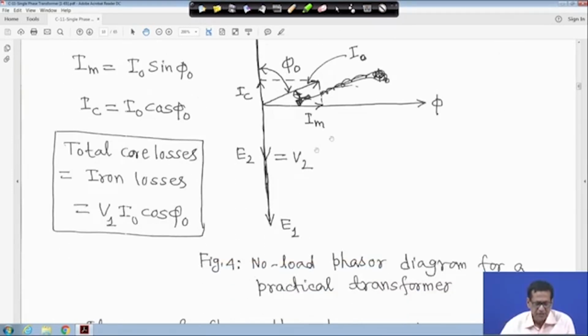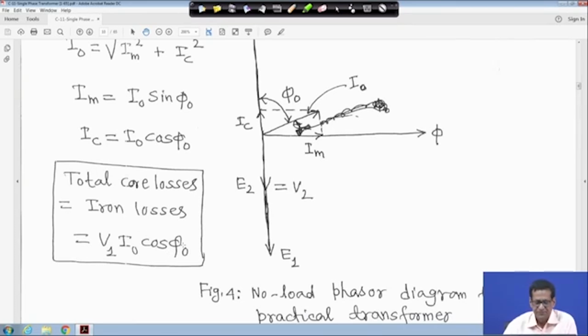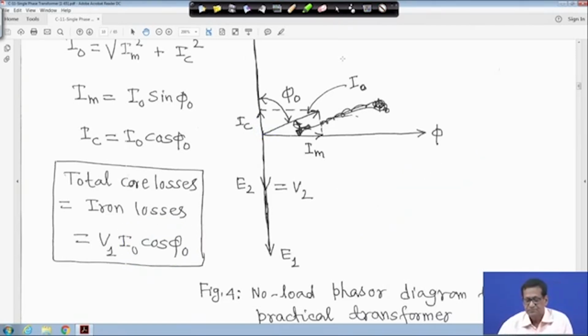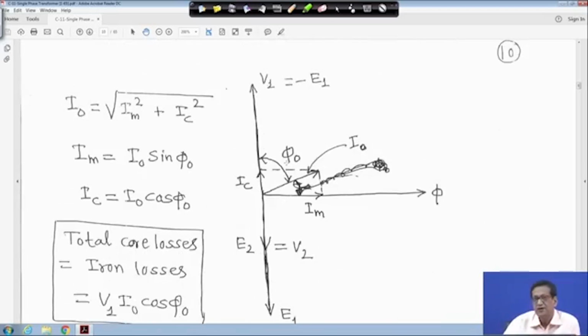So the total core loss, which is the iron loss, is equal to V1 I0 cos phi 0. And I told you this I0 cos phi 0, that is Ic, is equal to I0 cos phi 0. That means V1 into Ic is the total core loss or iron loss. So this is the no load phasor diagram for a practical transformer.